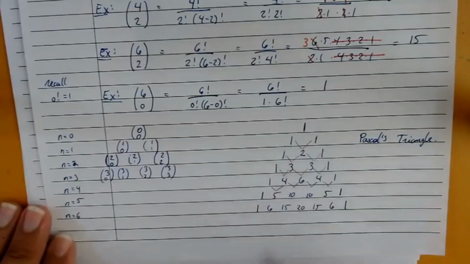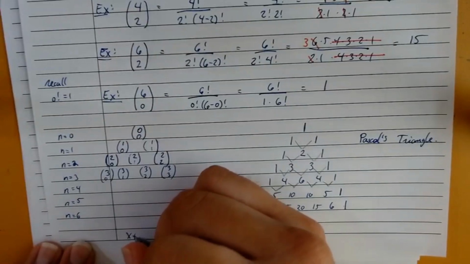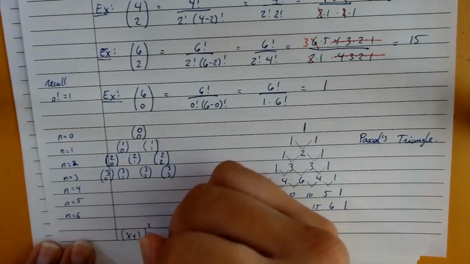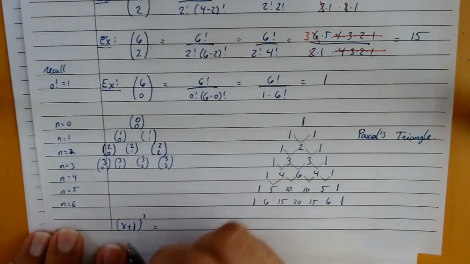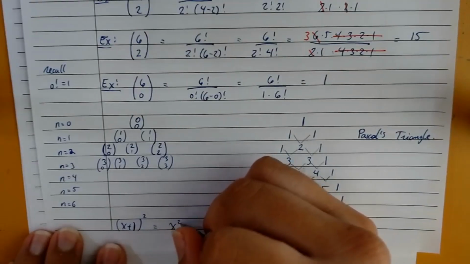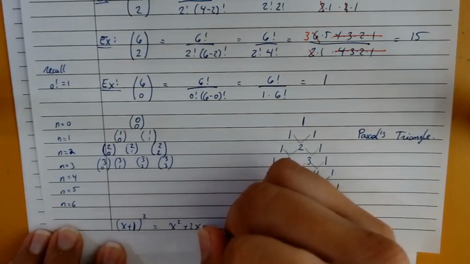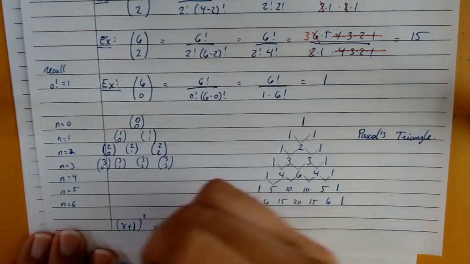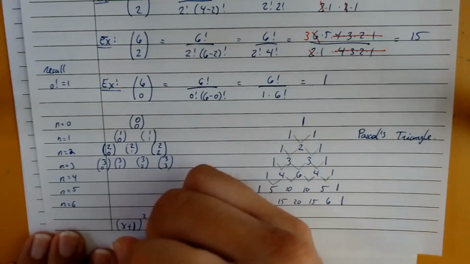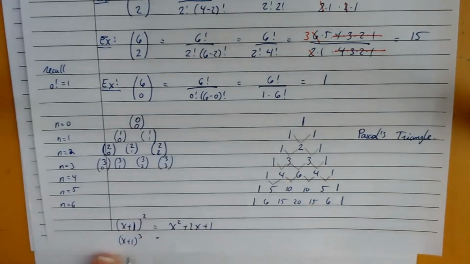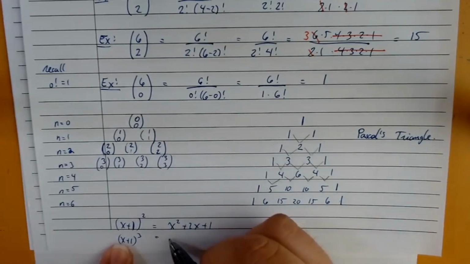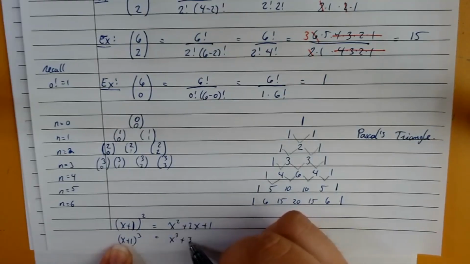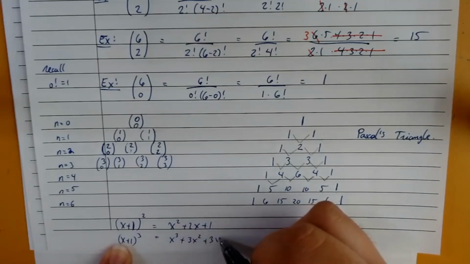Well, what happens if you take x plus 1 and you square it? Oh, well, that's easy. I can get x plus 1 times x plus 1. I distribute and combine like terms, and I get x squared plus 2x plus 1. Okay, well, what happens when I take x plus 1 and I cube it? I take this thing right here, which is already x plus 1 squared, and I multiply it again by x plus 1. So that's going to be x to the third plus 3x squared plus 3x plus 1.